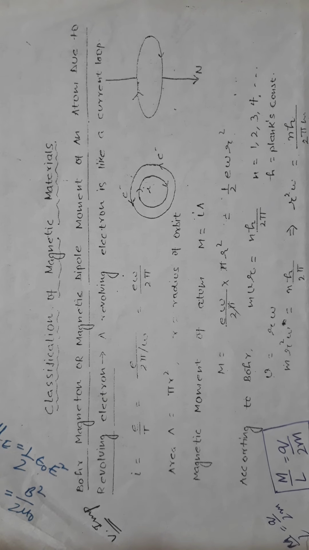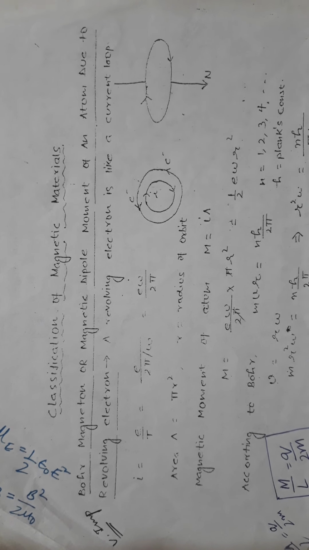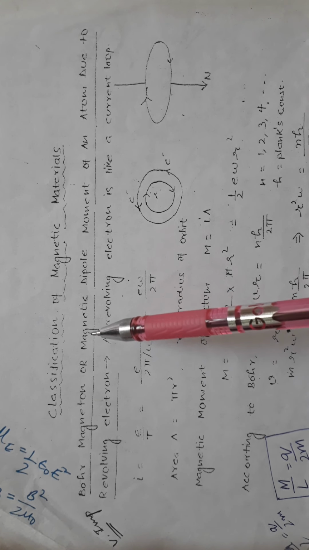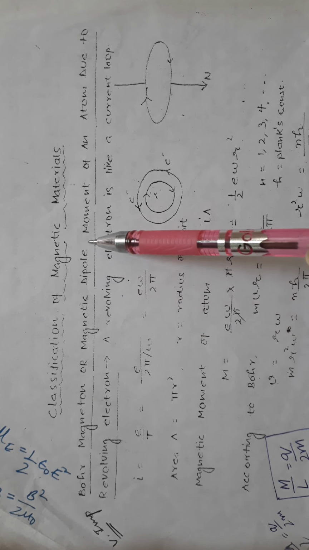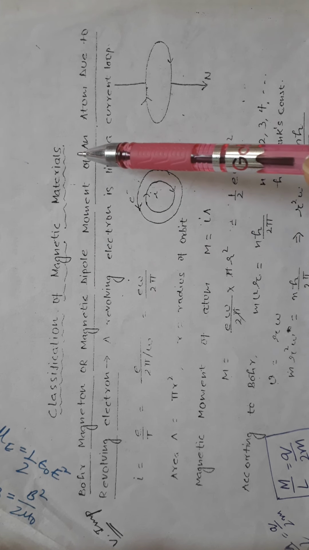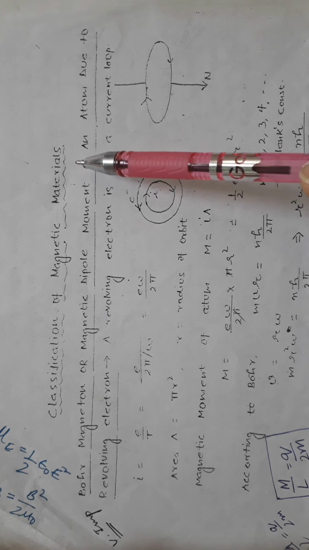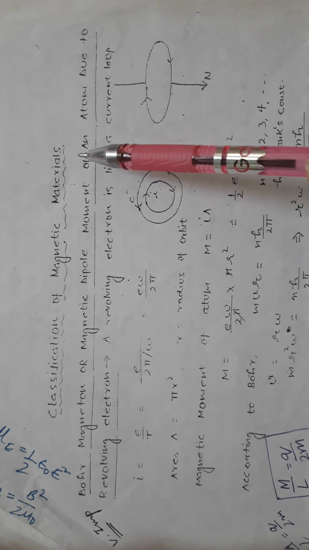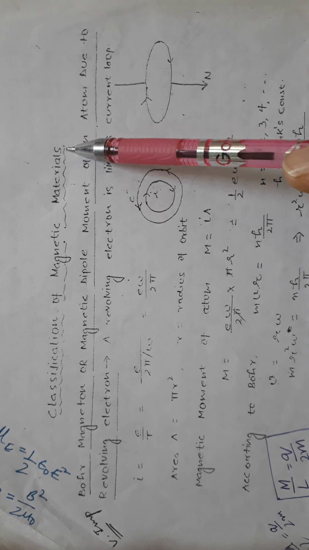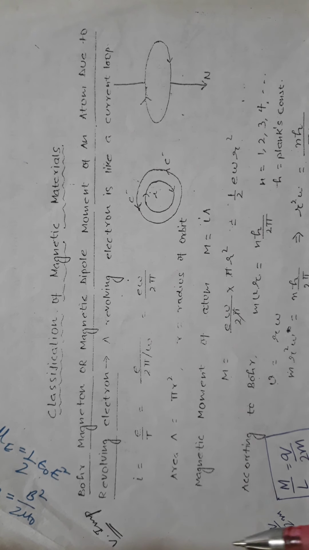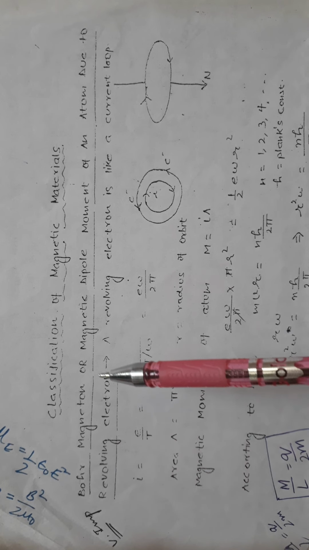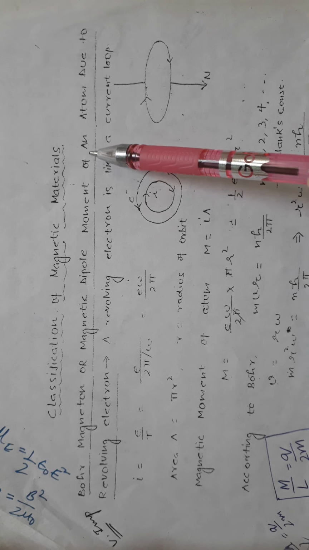Good morning, students. In continuation of this chapter, Magnetism and Matter, now we come to the last part of this chapter, that is classification of magnetic materials. Materials are classified according to their properties and applications. Before starting the classification of magnetic materials, we need to discuss some important preliminary terms so that we can understand this classification.